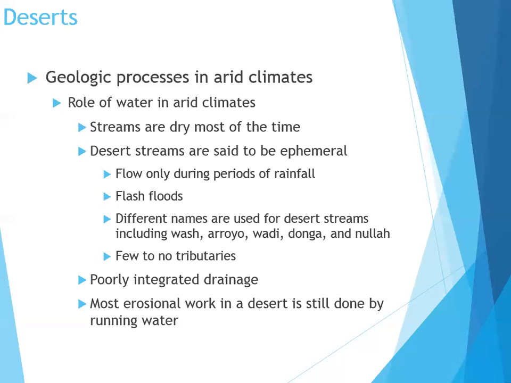Desert streams are ephemeral. Do we know what that word ephemeral means? This means that they're there when there's water, but they're not going to be there all of the time. So when there's water present, there is a stream, and then frequently they will dry out. So they're only going to flow during periods of rainfall. And when they do, they have flash floods.